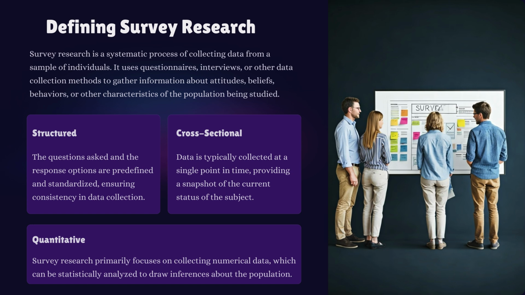Cross-sectional. Data is collected at one point in time, offering a snapshot of the current status. An example could be a political poll conducted just before an election. Quantitative. The focus is on numerical data, allowing for statistical analysis. For example, a survey might measure the percentage of people who support a particular policy.